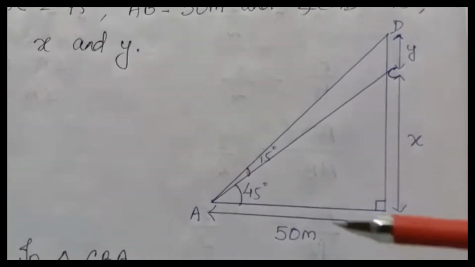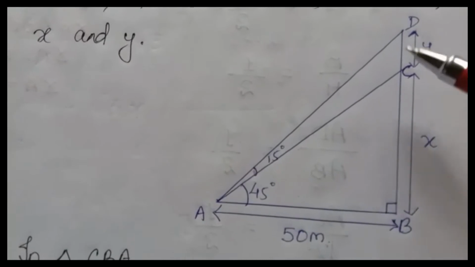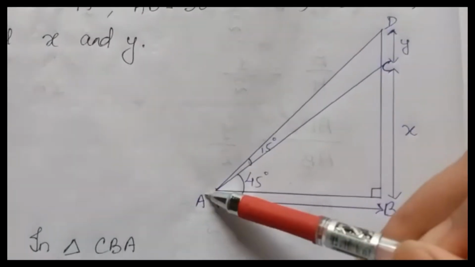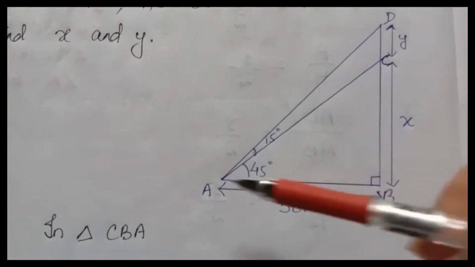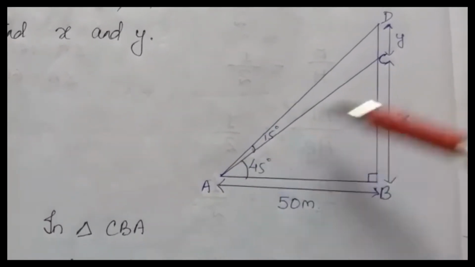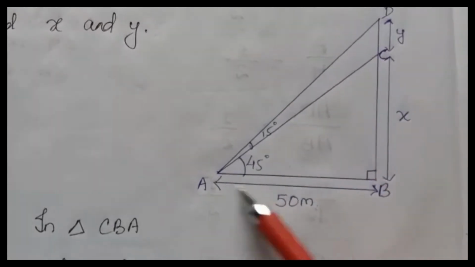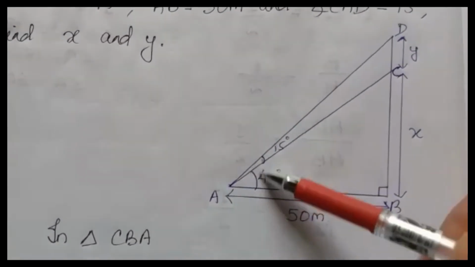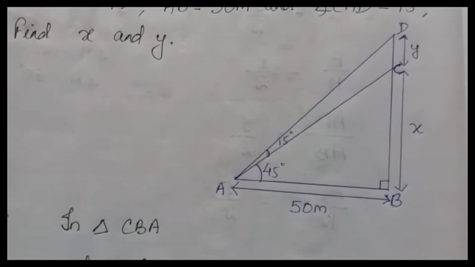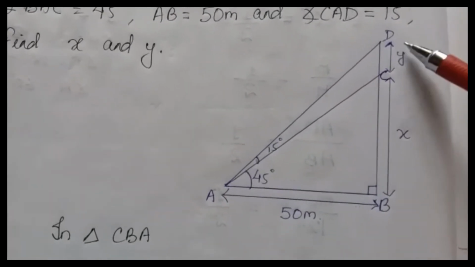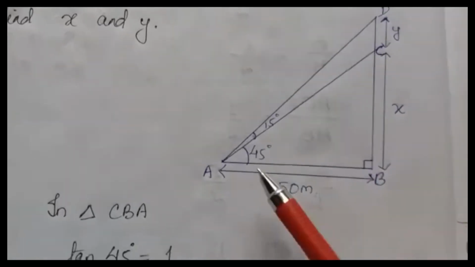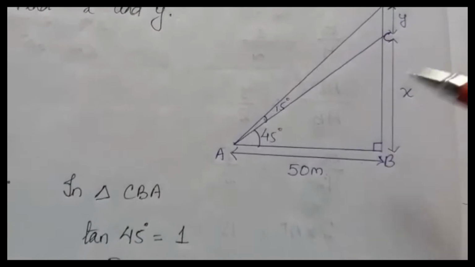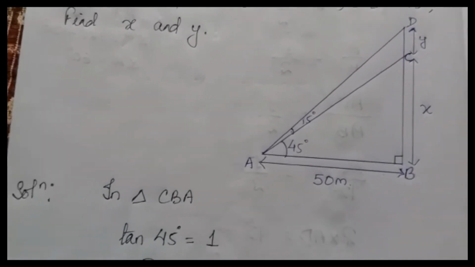So in this triangle, we have two right angle triangles. One is CBA, another is DBA. For triangle CBA, this is the value of theta. This is perpendicular, this is base. And for triangle DBA, this is your theta, total 15 plus 45, 60. 60 is the value of theta, and perpendicular is y plus x, base is 50. So first you have to study this diagram and try to understand it.